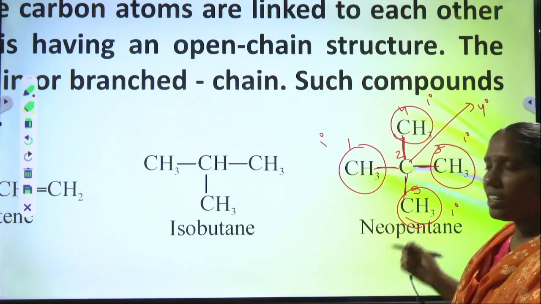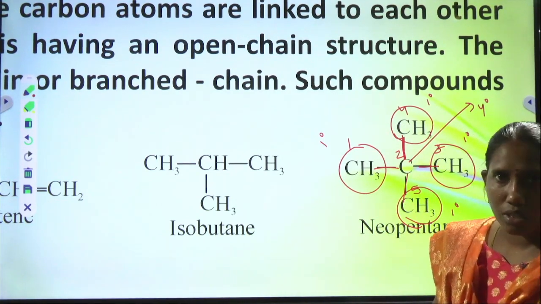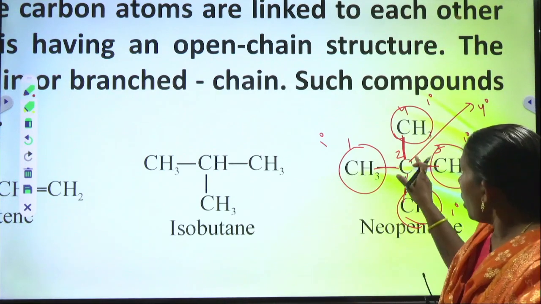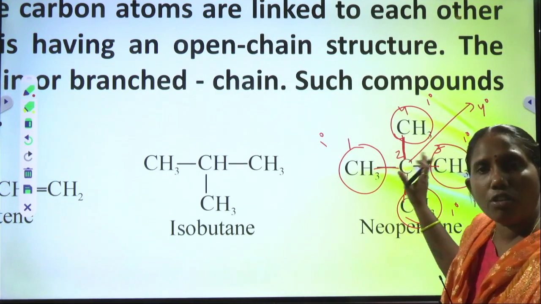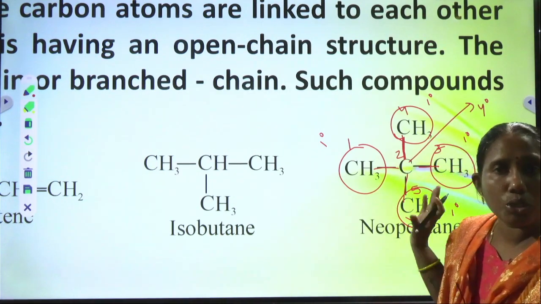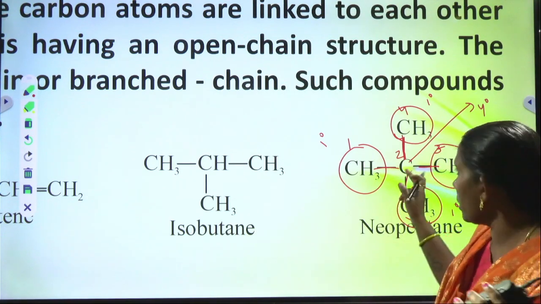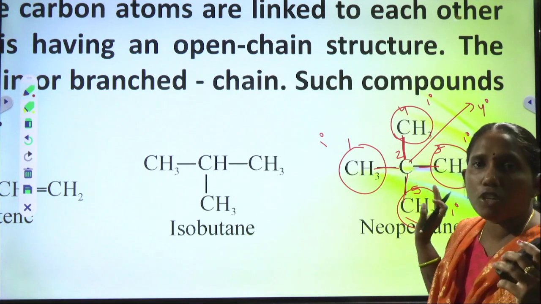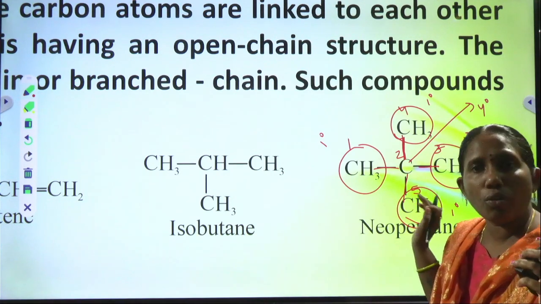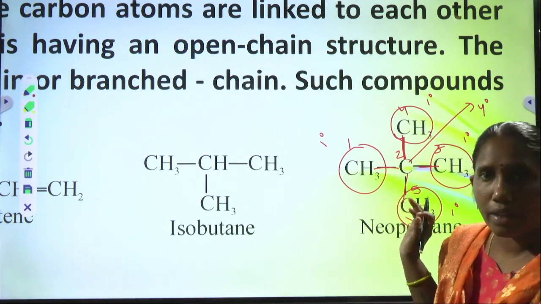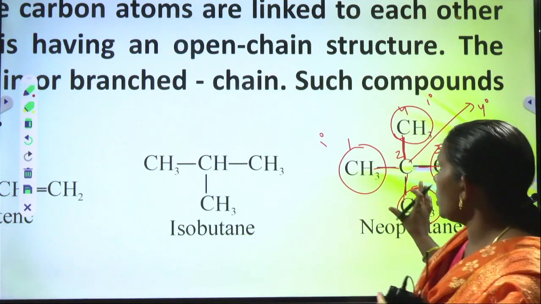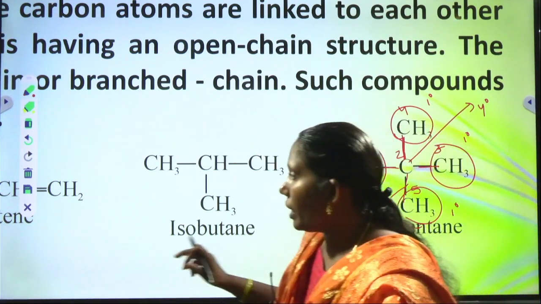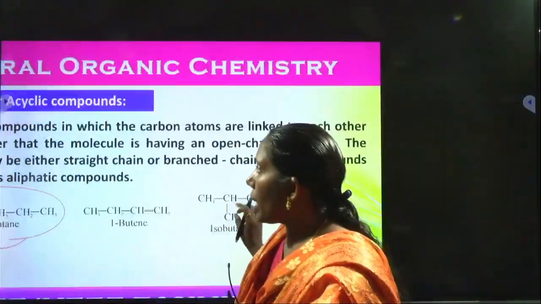For a quaternary carbon, there are no quaternary hydrogens. Why? Because tetravalency is completed, as one carbon has 4 bonds. So tetravalency is completed, no hydrogens over here. There is no possibility to write hydrogen again. So for a quaternary carbon there are no quaternary hydrogens, right? So this is about the primary, secondary and tertiary carbon atoms.